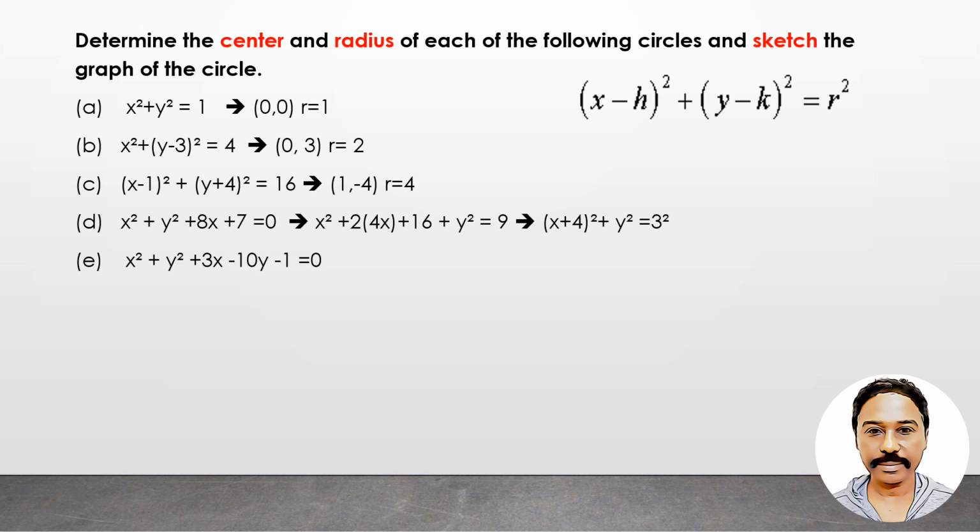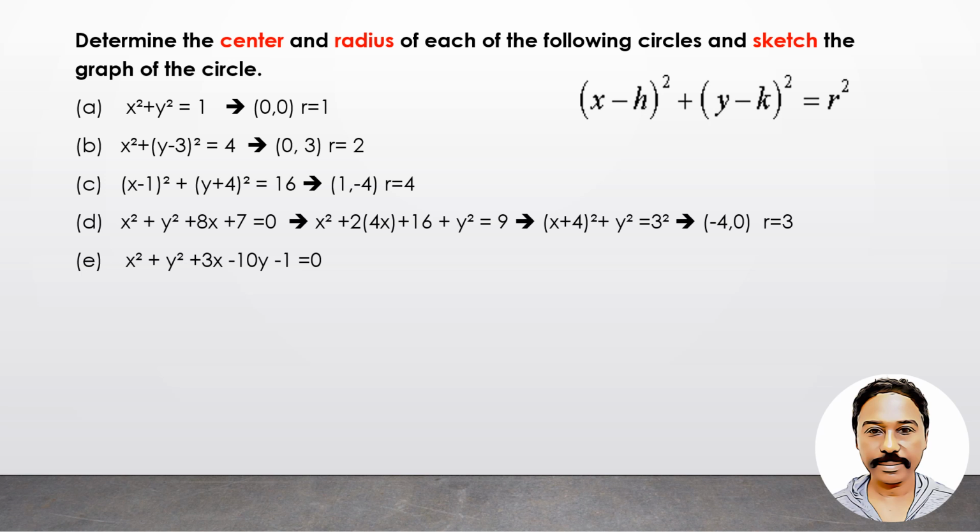That means this equation is now in the same formula as the one in question number C here. So the center is x plus 4, so the x coordinate of the center is minus 4, and the y coordinate is 0, and the radius is the square root of the right hand side, which is 3.